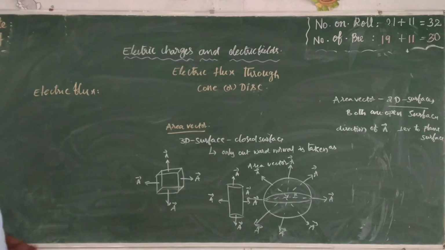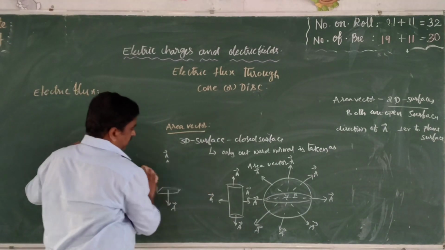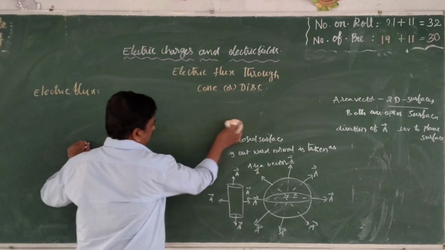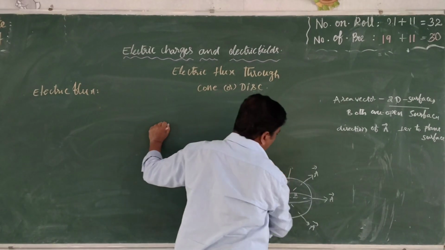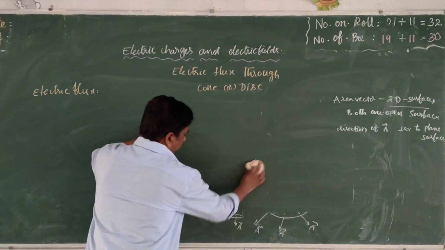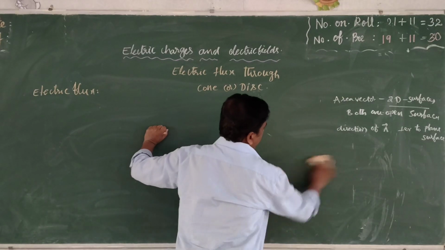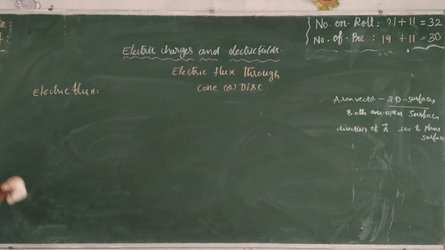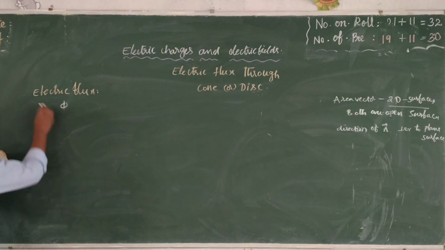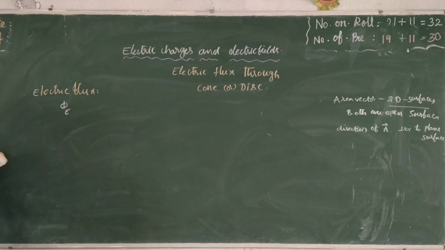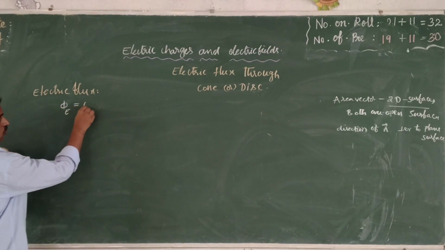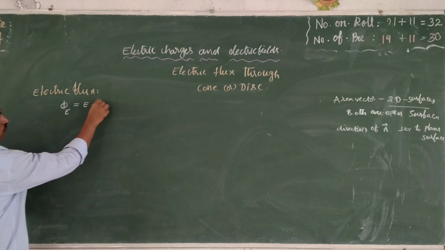So why do we discuss the area vector in electric flux? This is important. This is the area vector. Now we discuss electric flux. Flux can be represented by the letter phi. So electric flux we can write as phi e, and phi e equals E dot A. So we can derive this now.